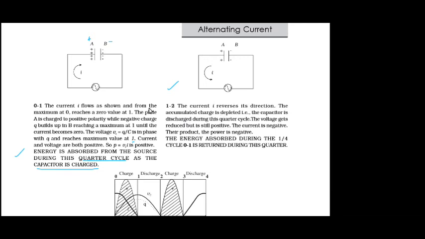Now what happens? The current was flowing in this direction. Now it is flowing in this direction. Reverse this direction. What will happen then? The accumulated charge is depleted. That is, the capacitor discharges during the quarter cycle. The voltage gets reduced but is still positive. The current is negative. Their product, the power, is negative. The energy absorbed during the quarter cycle 0 to 1 is returned during this quarter.